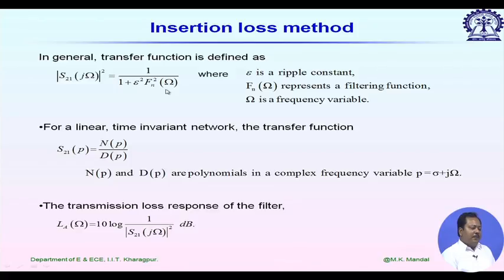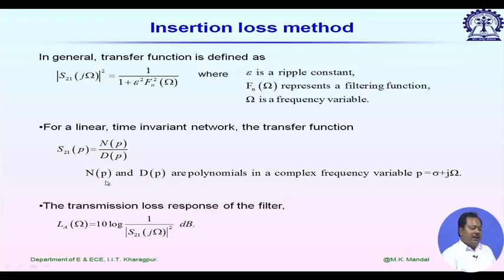Here capital omega is a frequency variable. For now you can consider capital omega equivalent to small omega, and epsilon is a ripple constant. Now, we define different functions for this Fn. Accordingly, we name the filter by different names like Butterworth filter, Chebyshev filter, elliptic filter. It can be shown that for a linear time invariant network, the transfer function S21 can also be represented by the ratio of two polynomials, N of p divided by D of p.